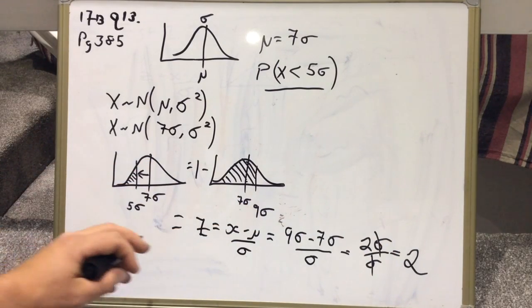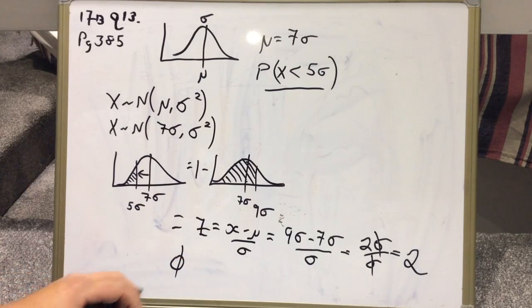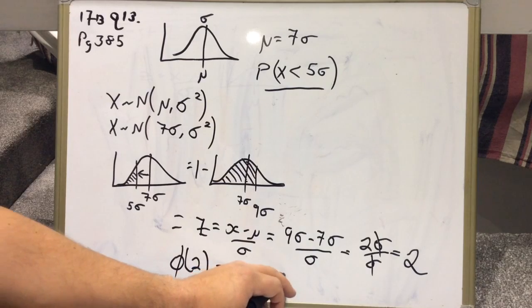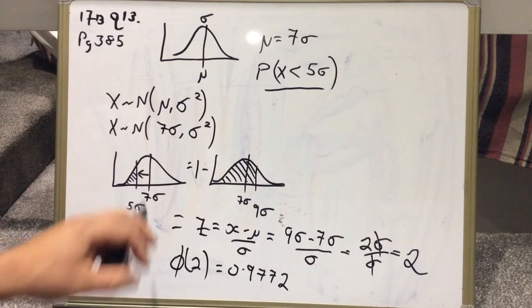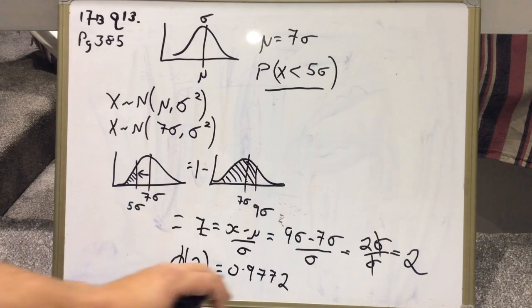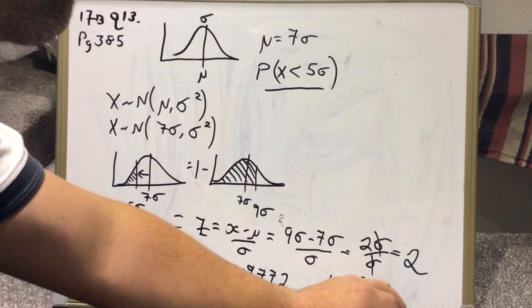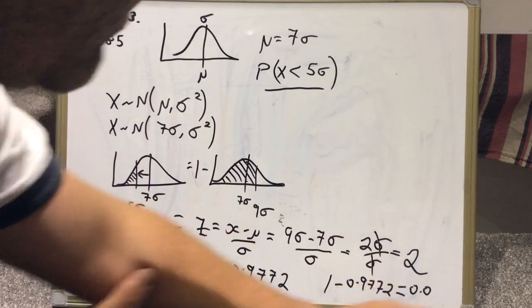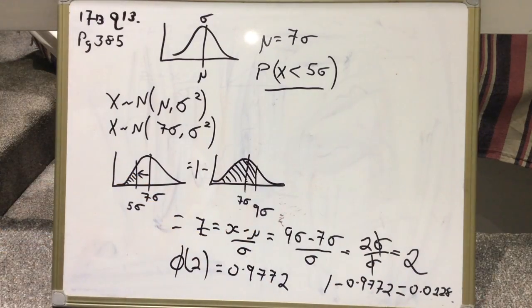Not forgetting that once we've found phi, or we've looked up 2 from our calculator or our tables, phi of 2, we know that that's going to equal 0.9772, but we said that we don't want this positive area, we want the small bit at the end, so hence we need to do 1 subtract that, 0.9772, to give 0.00228 as our final answer.